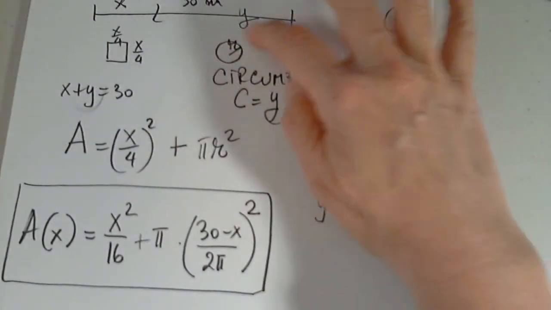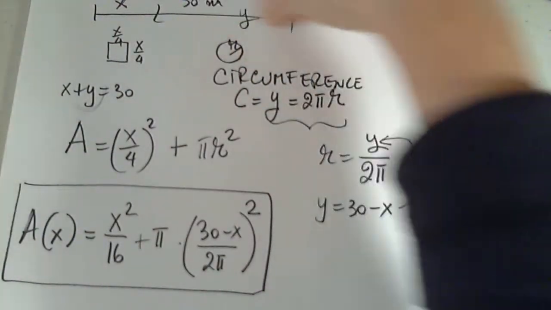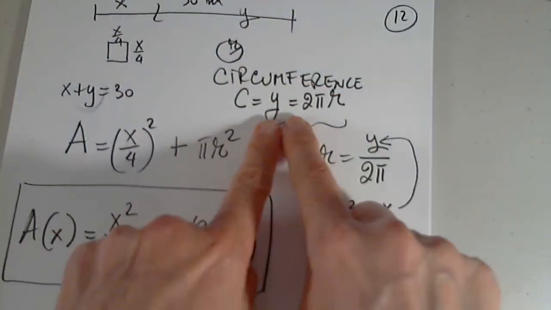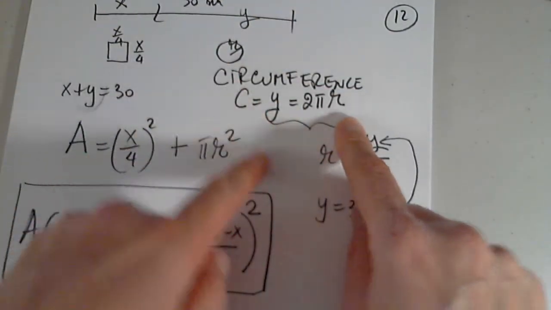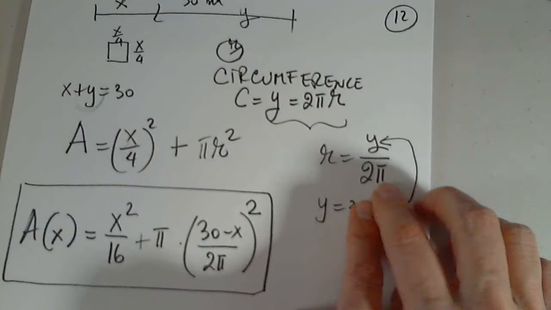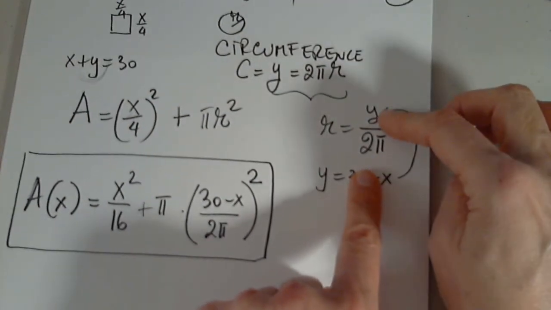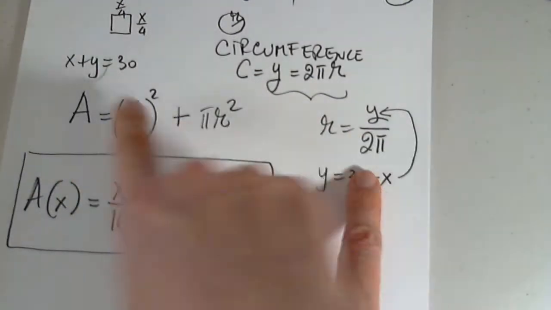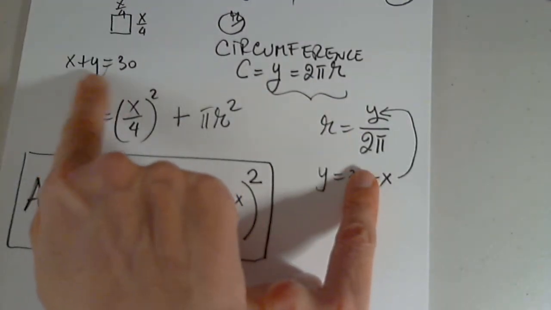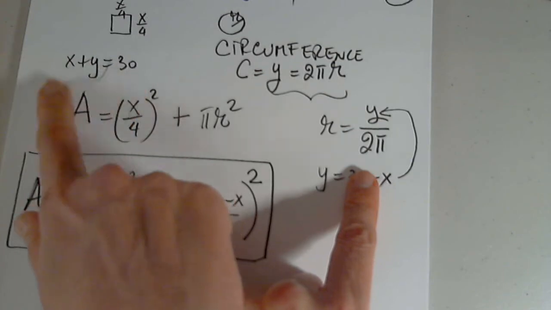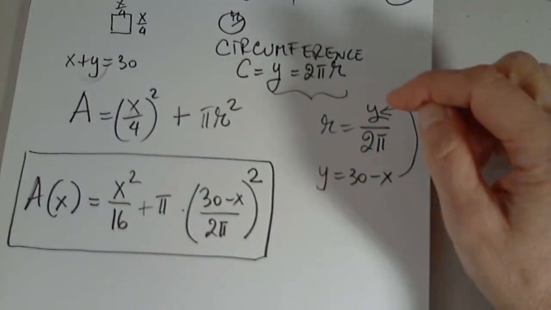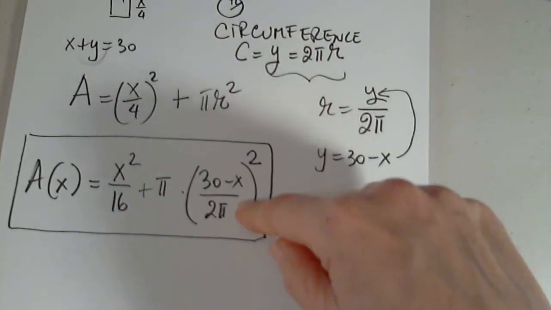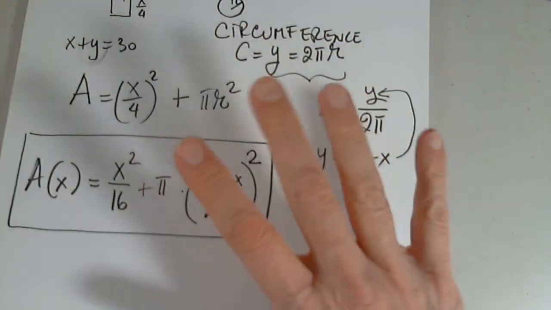The circumference of the circle equals y, because we bend the y into a circle, so this is 2 pi r, and r will be y over 2 pi. But I don't want y, because I would like a function of only one variable, which is x in this case. So from this equation, I will write that y equals 30 minus x. So then the radius becomes 30 minus x over 2 pi, but everything squared. Is this okay so far?